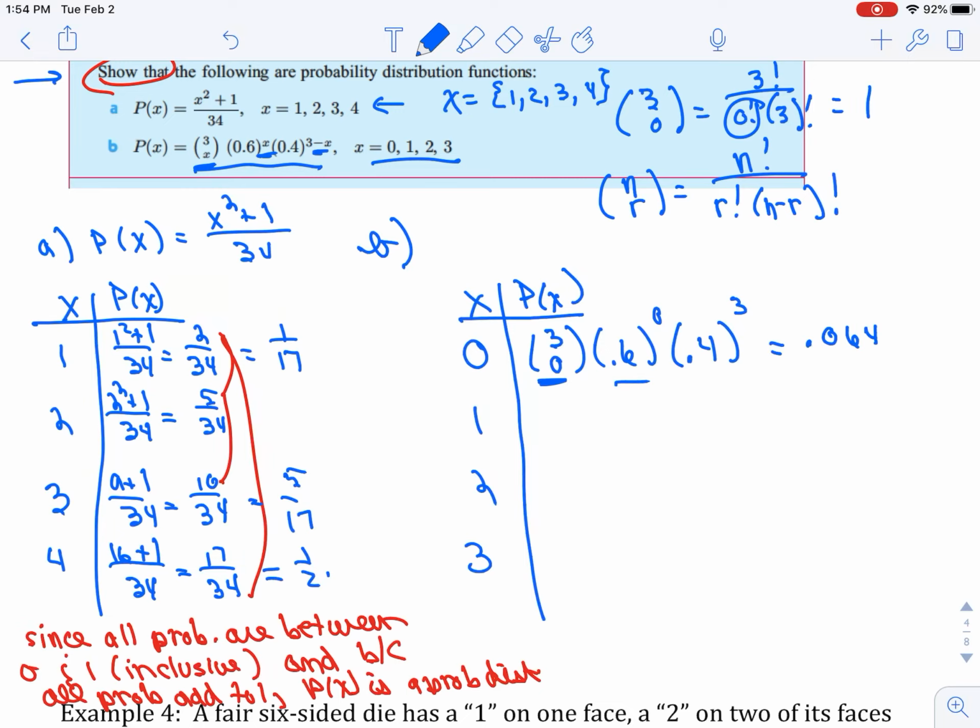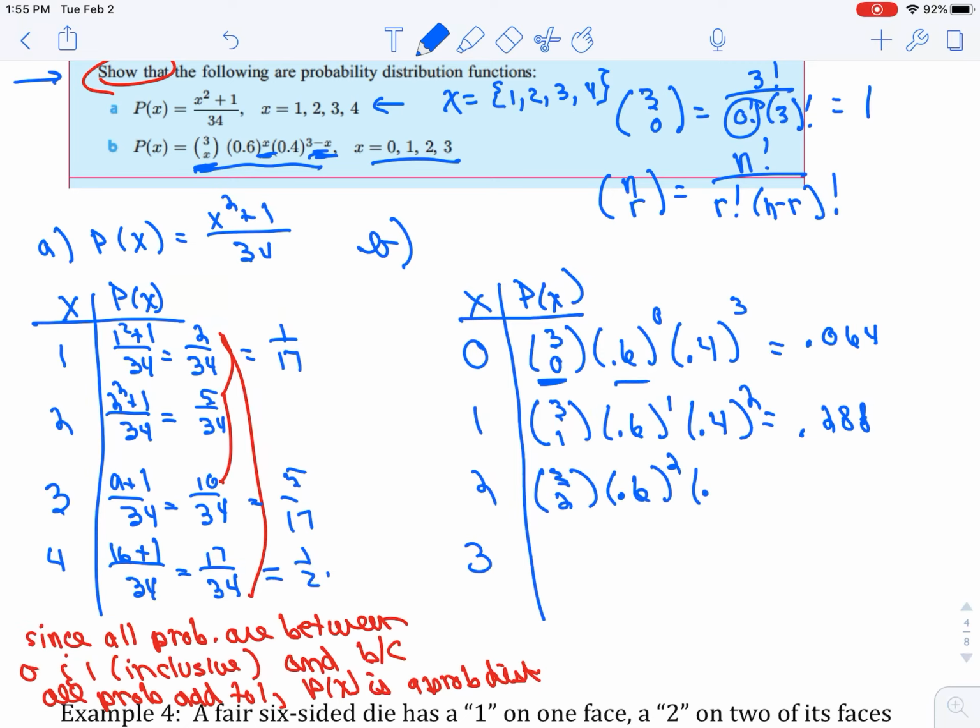But coming back to this one, the next one, I'm subbing in 1 for x, so I'm going to have 3 choose 1, and then 0.6 to the first, and 0.4 to the 3 minus 1, or squared. That one turns out to be 0.288. The next one is going to be 3 choose 2, 0.6 squared, times 0.4 to the first. You should convince yourself that that's correct. This one turns out to be 0.432. And then this one is 3 choose 3 times 0.6 cubed times 0.4 to the 0, and that turns out to be 0.216.